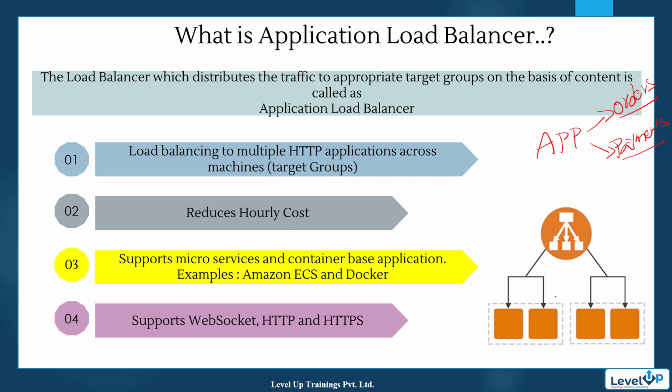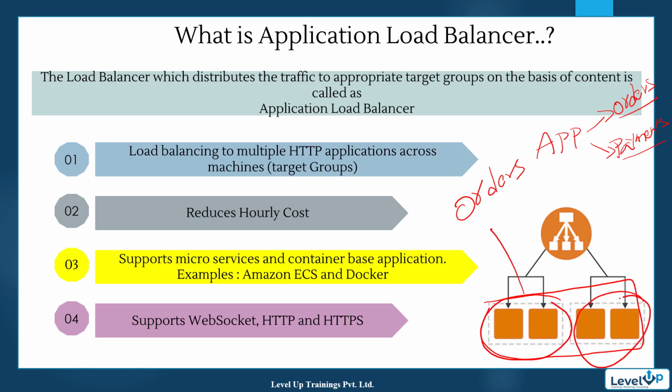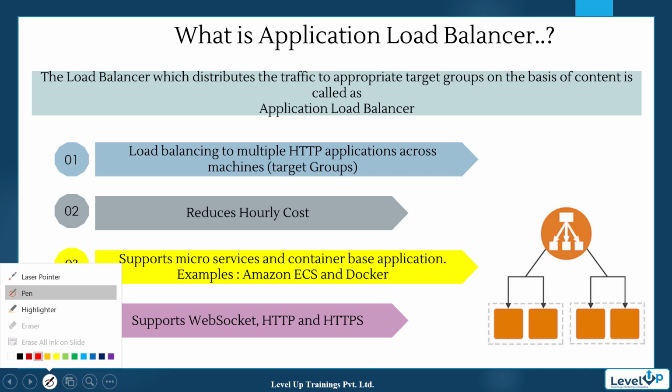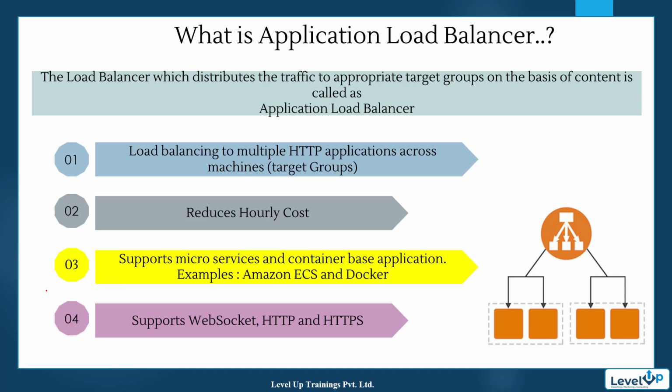Then what I can do is group, let's say these are my 4 servers where my application is spread across. Now let's say I'm reserving these 2 servers only to process the requests for orders, and these 2 servers only to process the requests related to payments. With the help of the application load balancer, we can redirect the traffic based on what kind of content, what kind of request is coming. Okay, that is the application load balancer.